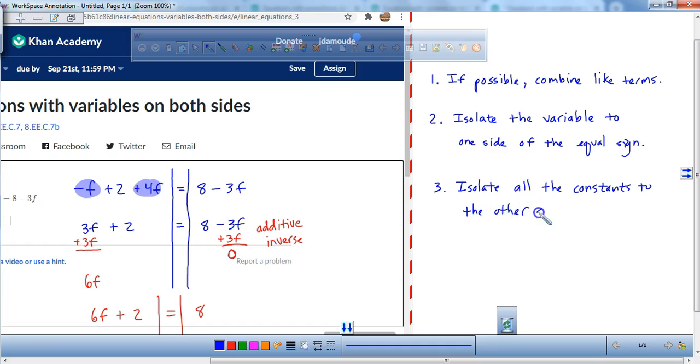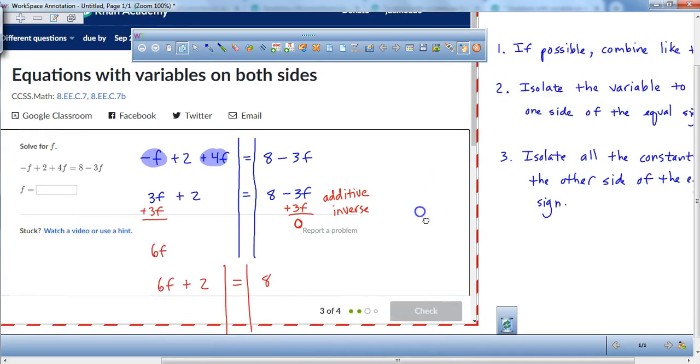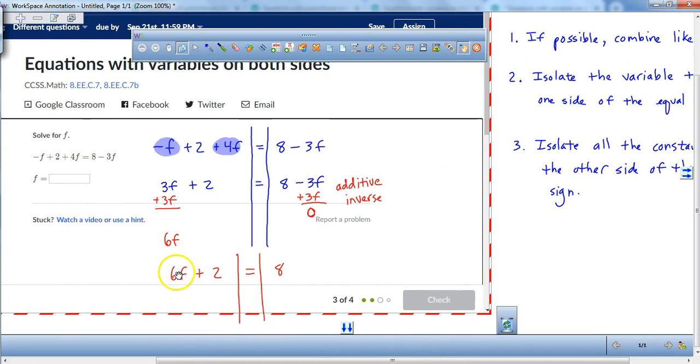To the other side of what? Of the equal sign. Now what does that mean? Well, I chose the left side to be where my variables were, my f. Well, I got to make the constants on the other side. So I can move all my constants to the other side, which happens to be the right in this particular case.